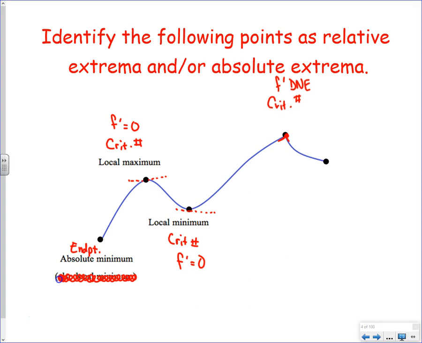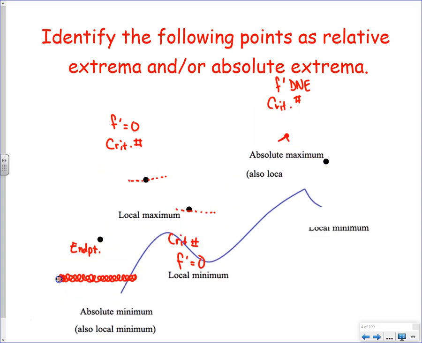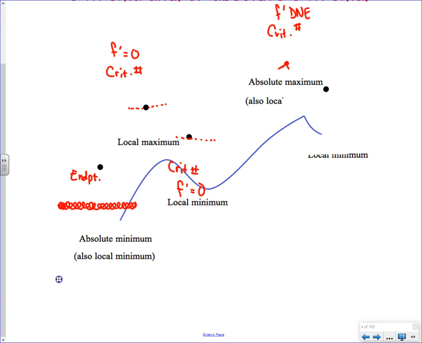This guy. Good. But, question from Sarah's, is it also a relative? Yeah. So if you just took his little region, he's the highest. So he is a relative or he is a local. But if you look at the entire thing, he's also an absolute. So this guy is going to be two things. He's going to be not only a local, but he's also going to be an absolute.